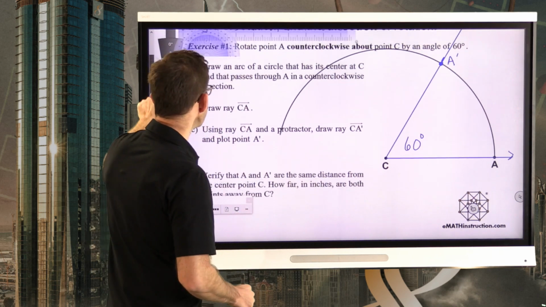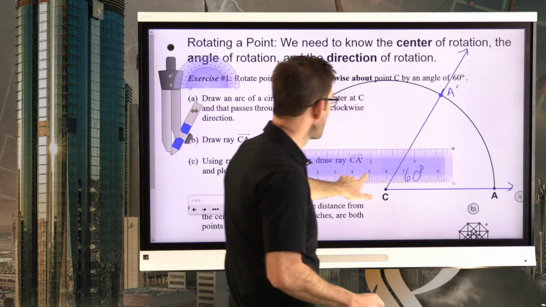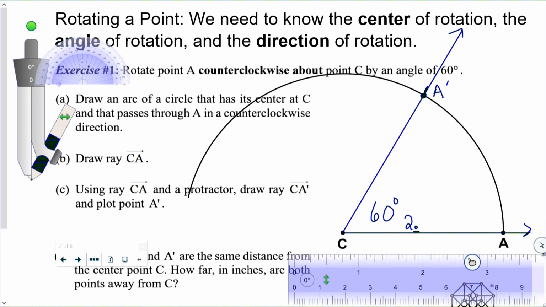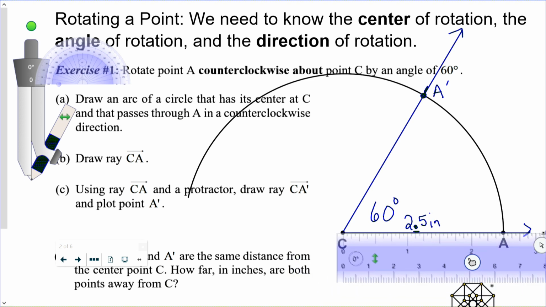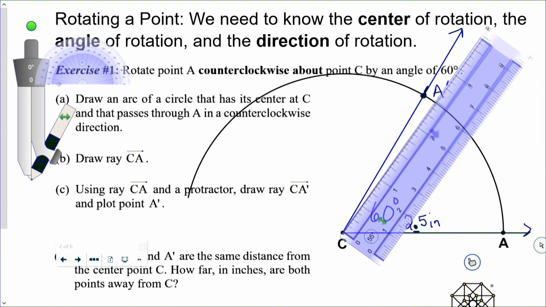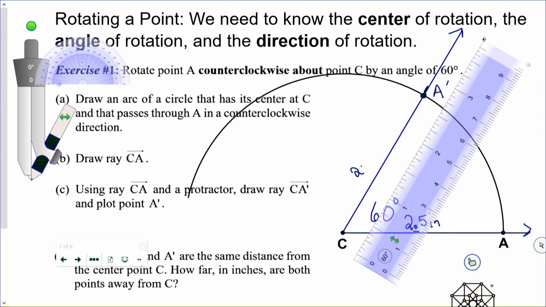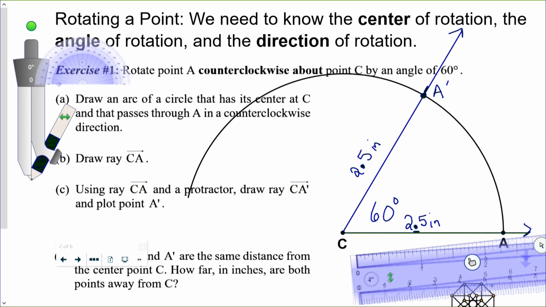But I do want to verify it, so if I simply take my ruler out and I check, for me, point A is, whoops, that's not what I want. Let me just get rid of this ruler now. Letter A is 2.5 inches away from C. And if everything worked the way it should be, A prime is also 2.5 inches away from C.